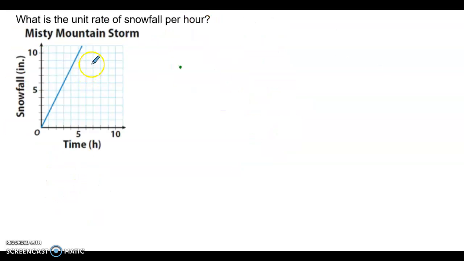All right, what is the unit rate of snowfall per hour? So for unit rate, remember we're trying to find out what happens for 1 unit. And in this case, we want to know what happens for 1 hour. So if we look down here at our graph, we have from 0 to 5 hours. We don't want to know that it snows 10 inches in 5 hours. We want to know what happens each hour.